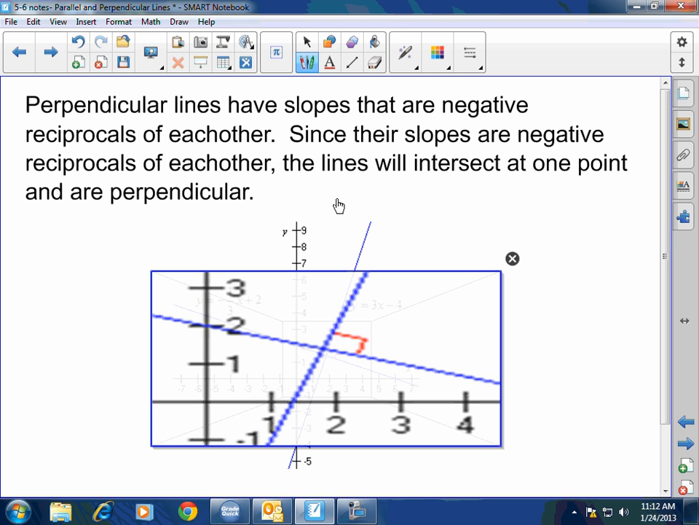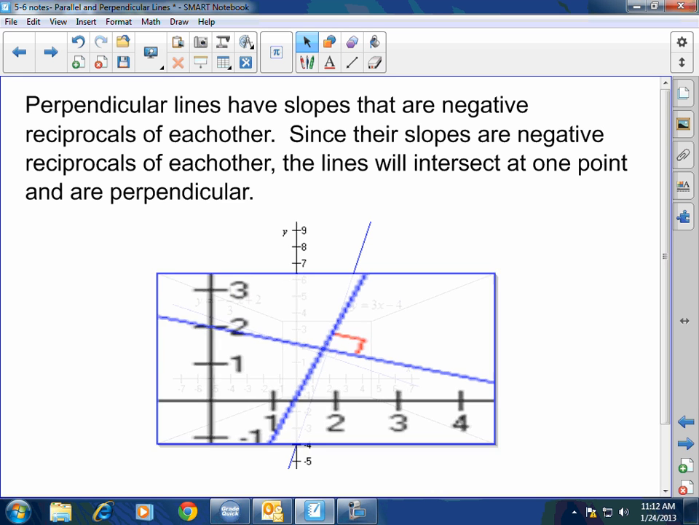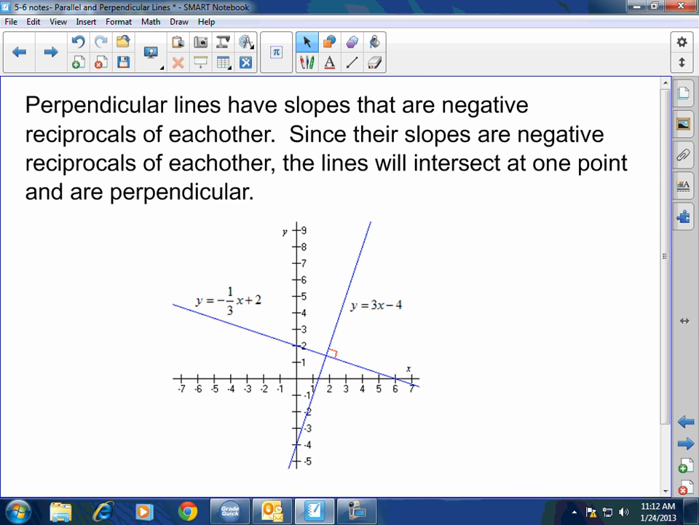See that little red box there? That little red box indicates that is a 90-degree angle. That indicates that it is a right angle. A right angle is an angle that has 90 degrees. When you have perpendicular lines, they're going to intersect at one point. And that point that they intersect at will create 90-degree angles, okay? So there's a 90 there, a 90 here, a 90 here, and a 90 here, okay? So that's how you know they're perpendicular.